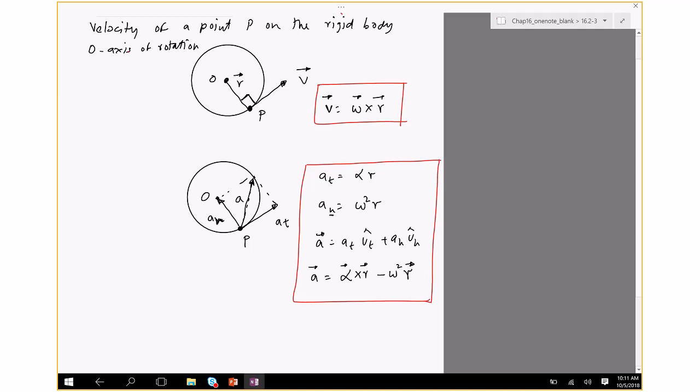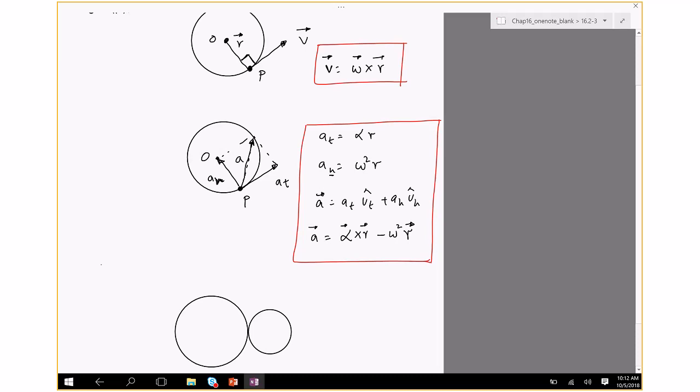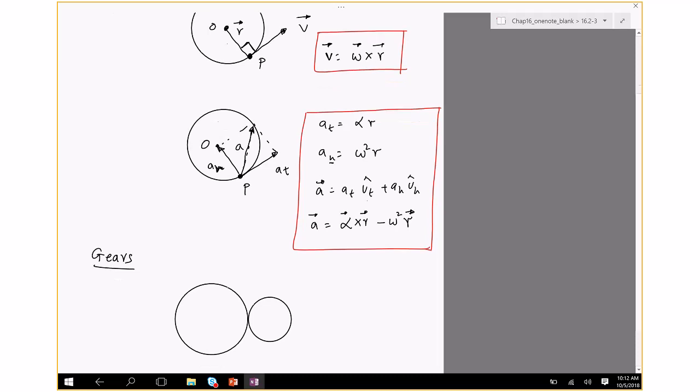Final thing, and then we'll start solving problems. Most mechanical systems will have some form of gearing. When there are gears, they're really things which have teeth and they mesh with each other, and as one shaft moves, the other one moves because of the teeth meshing against each other. I'm representing that by circles, but really there are teeth which mesh against each other.